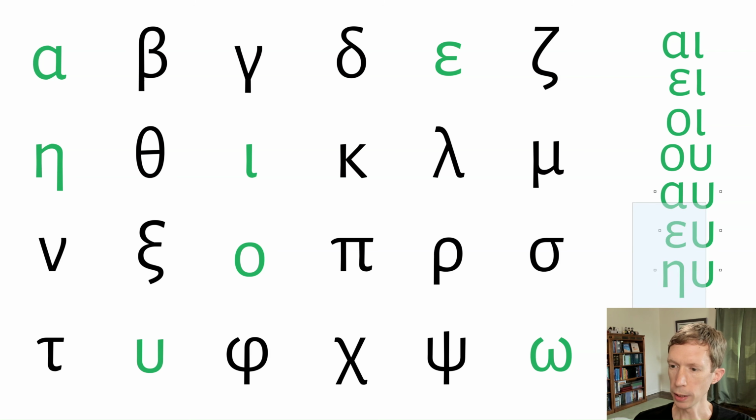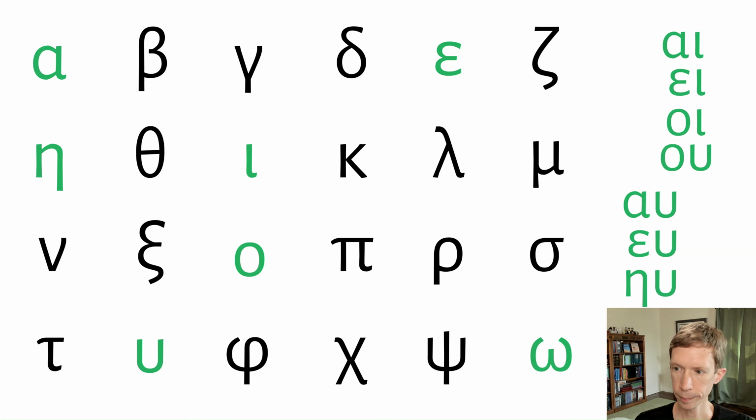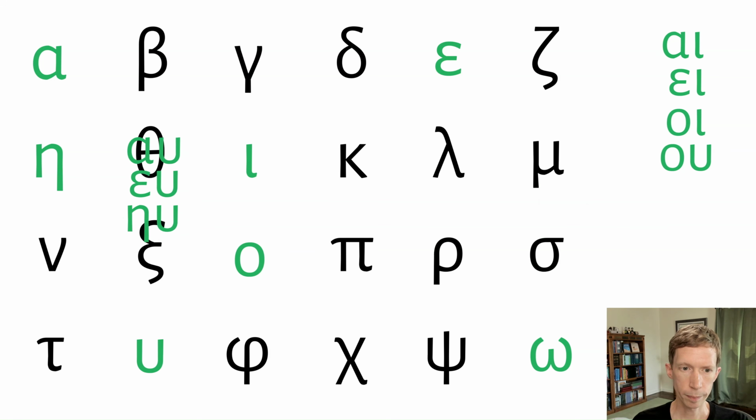So these three all are very similar. Let's just take them together. So in these three combinations, the upsilon sounds like a V. I know, that's weird. It just so happens the upsilon is the most complicated vowel and gamma is the most complicated consonant. So let's move these around together and practice this.